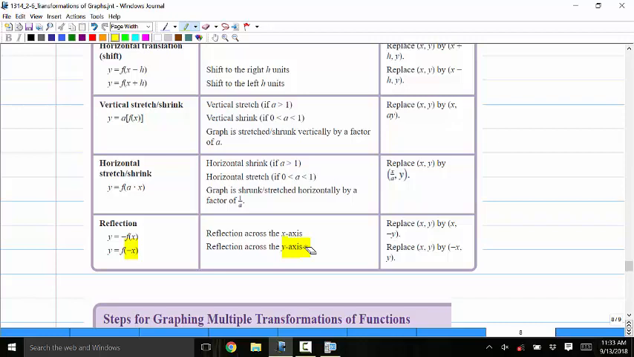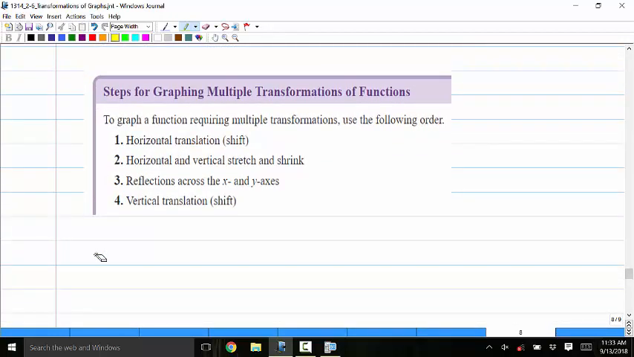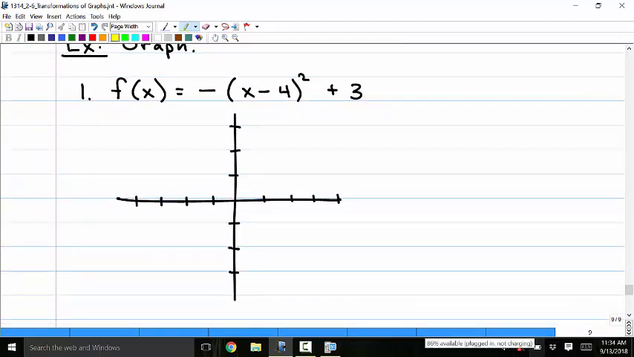Okay. All right. Steps for graphing multiple transformations. Use the following order. Shift it horizontally first, then do your stretches, then do your reflections, then do your vertical translations. Or, here's an idea. Why don't you just go graph it on your calculator? Let's go do one. Go do your parent graph first, then start messing with it.